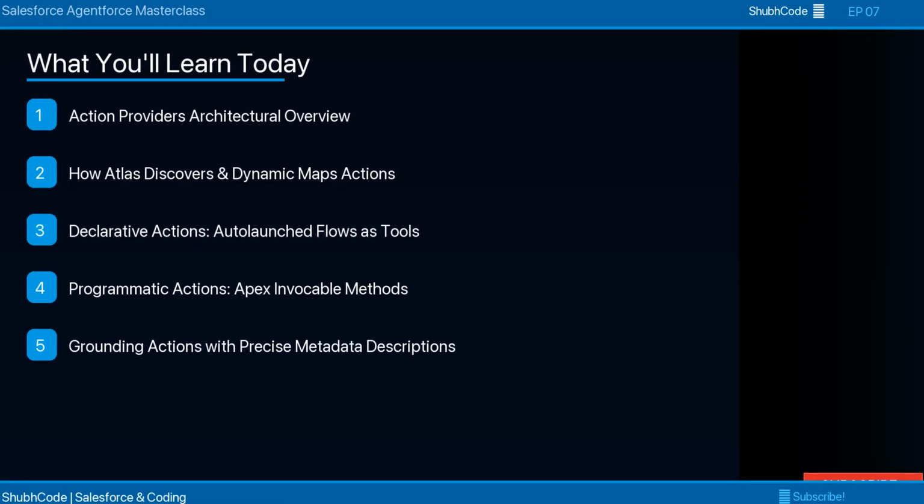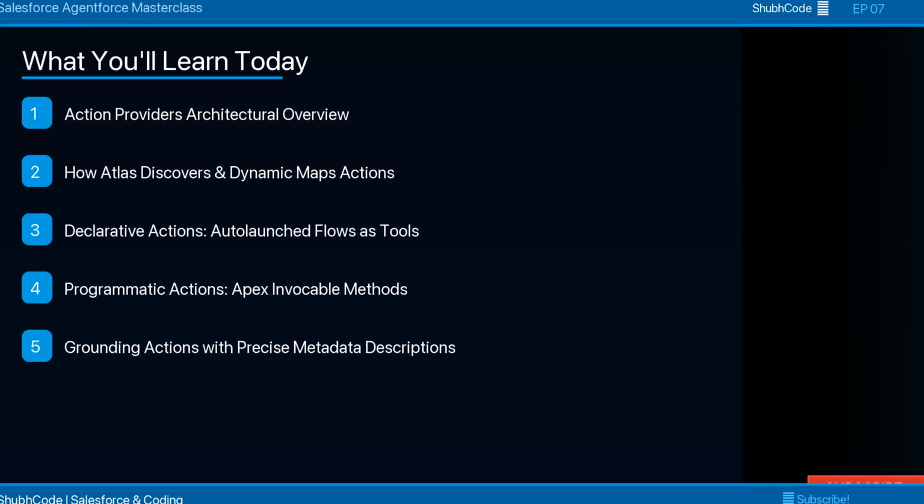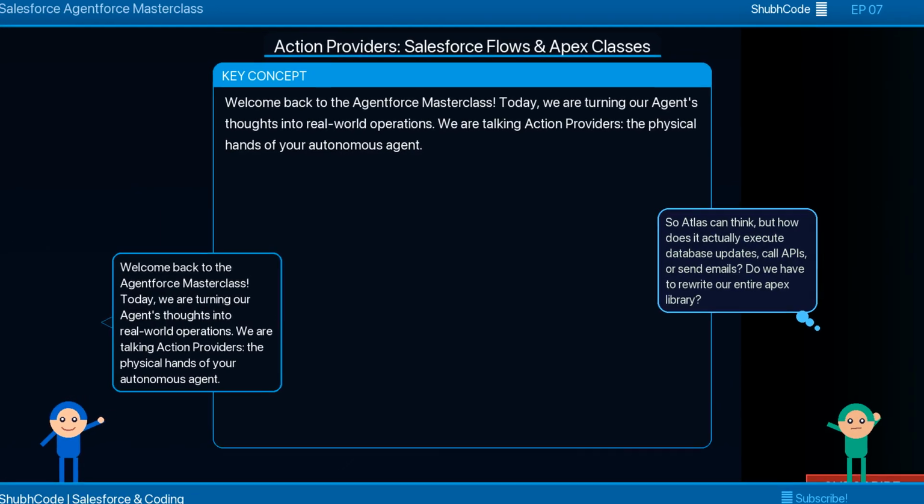Here's what we're covering today. Action Providers Architectural Overview, then how Atlas discovers and dynamically maps actions, then declarative actions, Autolaunched Flows as tools, then programmatic actions, Apex invocable methods, then grounding actions with precise metadata descriptions. Stay for the last one, it's the piece most tutorials miss. Let me explain this simply.